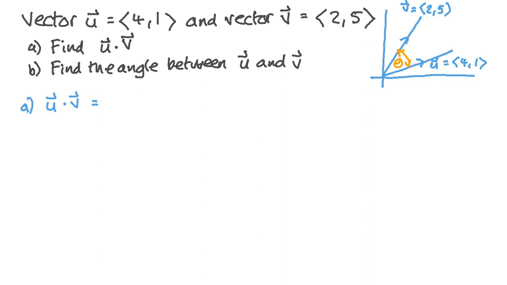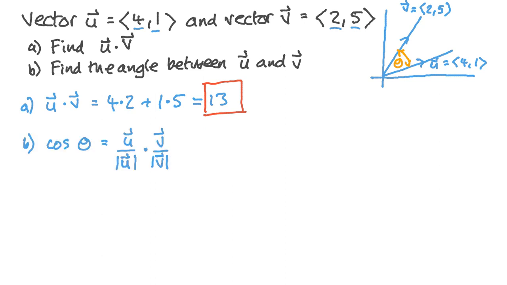So to find the dot product of the two vectors, remember we're just going to multiply the x components together and add that to the product of the y components. So that's 4 times 2 and 1 times 5, which is 8 plus 5, which is equal to 13. So that part of the question was pretty quick. The dot product of u and v is 13.